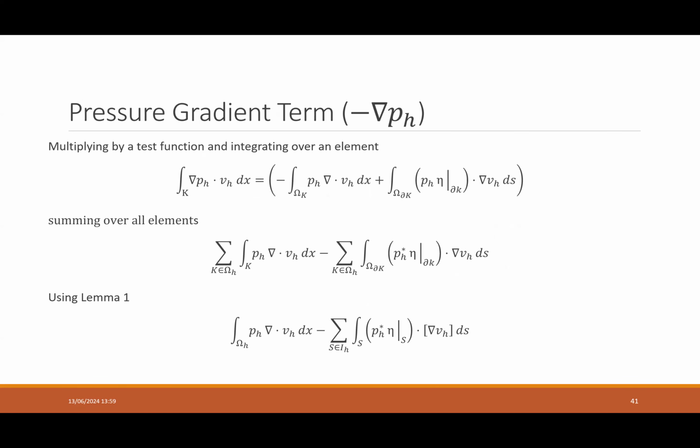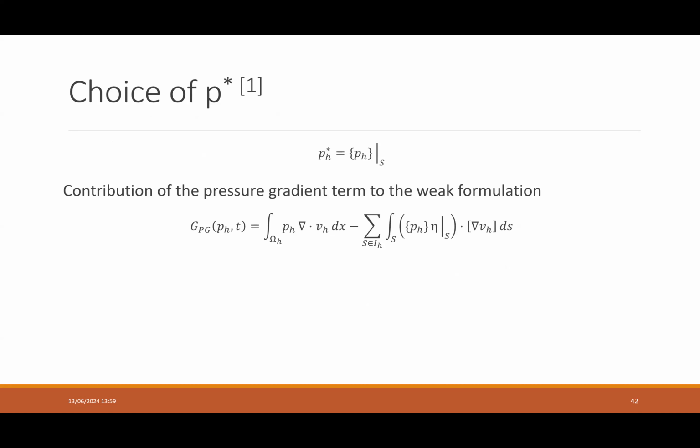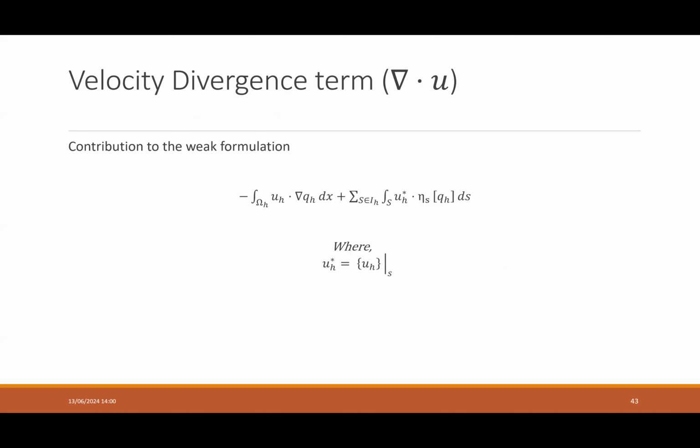One could go for a central flux, where you just take the averages over the plus and minus elements. There are more in the literature, but for my solver, I just have this choice for the pressure term in the pressure gradient. Then the same thing for the velocity divergence term: you have the CG formulation, but then end up with these additional terms. The choice of U is again the same as for the pressure, just the average, also called a central flux.